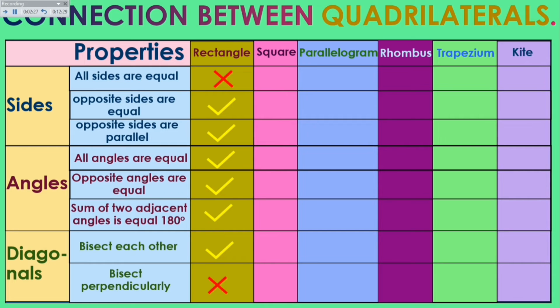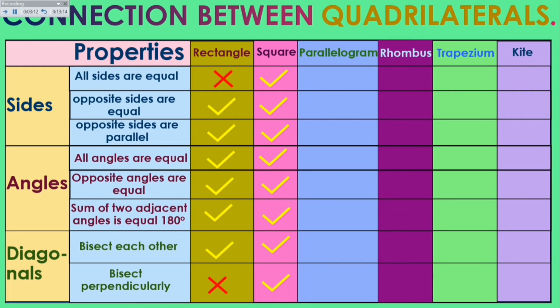Now let's check these properties for a square. Are all the sides equal? Of course, yes. Are the opposite sides equal? Of course, yes. Are the opposite sides parallel? Yes. Are all the angles equal? Yes. What about the opposite angles? Are they equal? Of course, yes. They are each 90 degrees. What about the sum of two adjacent angles? Is it equal to 180 degrees? Of course, yes. Do the diagonals bisect each other? Yes. Do they bisect each other perpendicularly? Of course, yes.